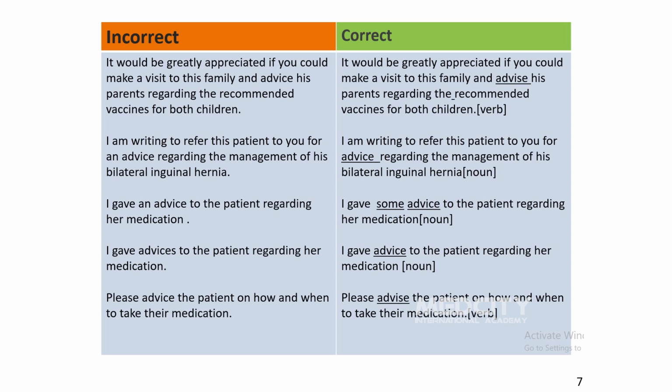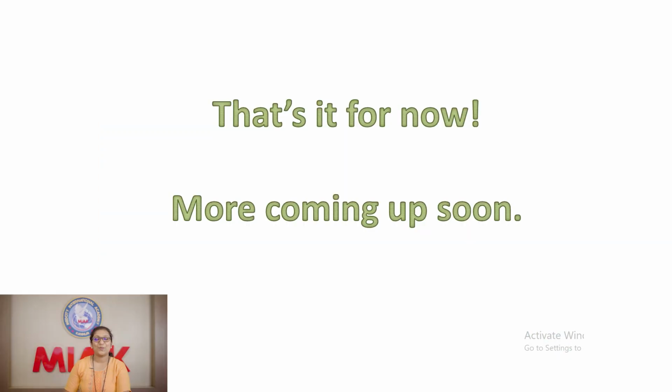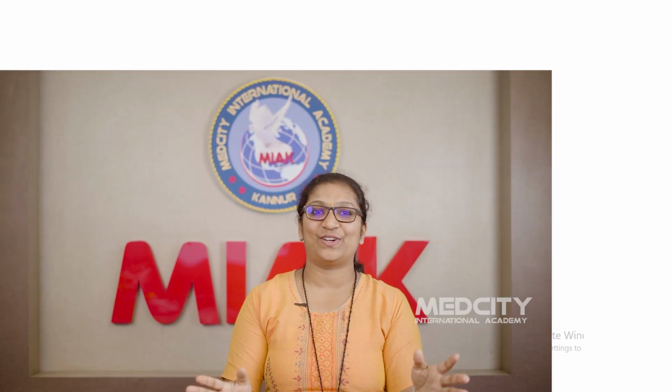Please advise the patient on how and when to take their medication. Now the incorrect one is written with a CE, but the right usage is please advise the patient on how and when to take their medication. Look at the difference in the spelling and the usage and the function that they have. Well, that's it for now.